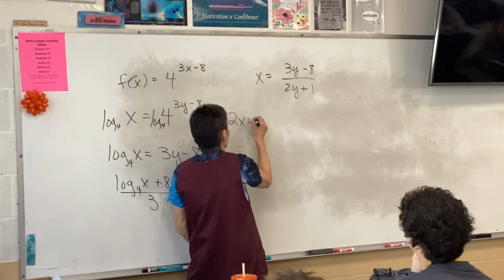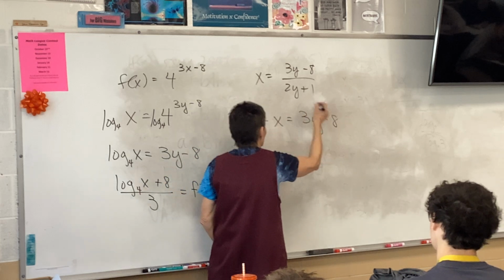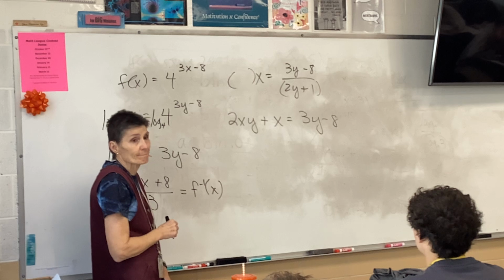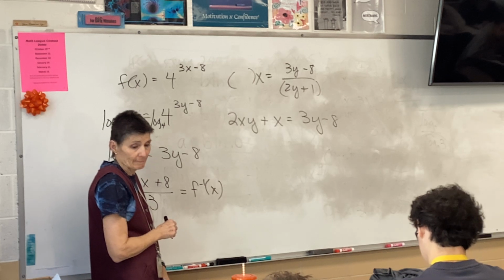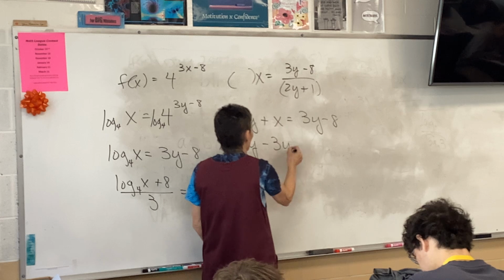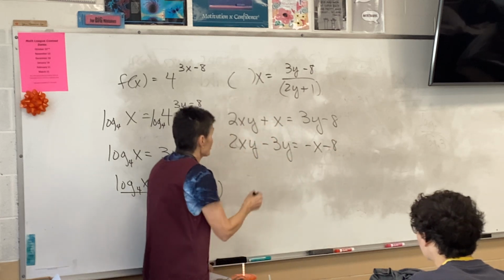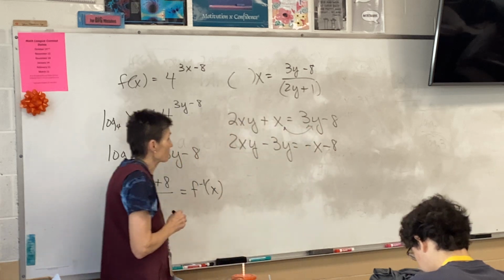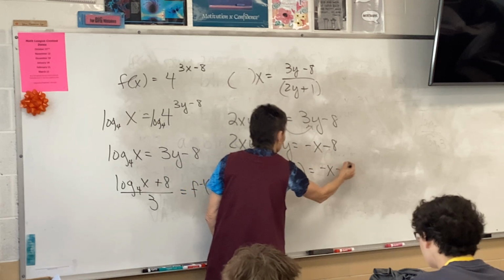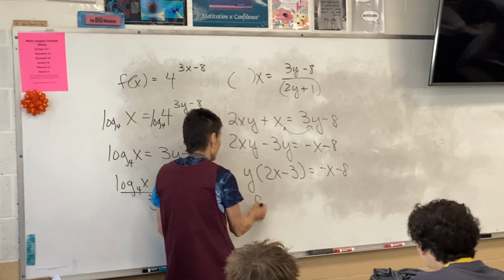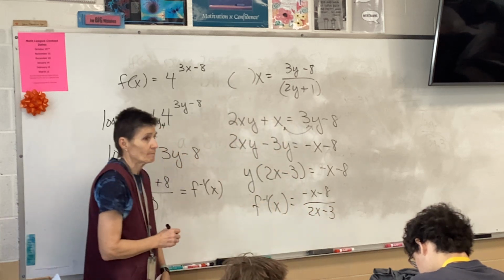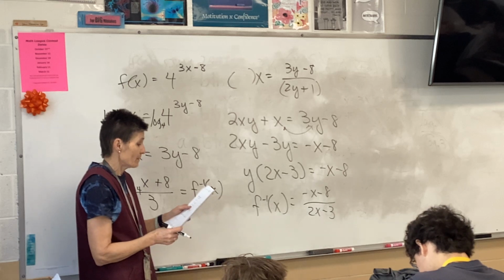So 2xy plus x equals 3y minus 8. Bring this over here. Get the y's on one side. So either side doesn't matter. So 2xy minus 3y equals negative x minus 8. So rearrange these two terms, in other words. Factor out the y. And divide. So our inverse will be negative x minus 8 over 2x minus 3. Everybody kind of remember that?